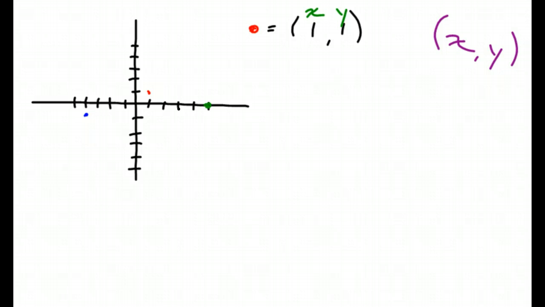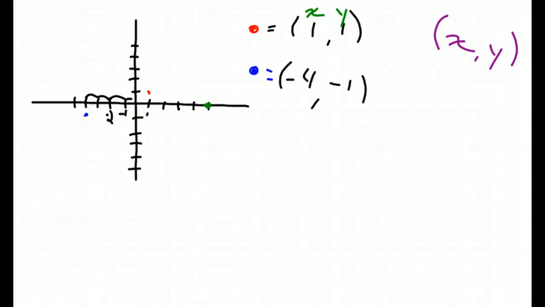Okay, looking at the blue one. If we look at the blue one, see where this is. Well, it looks like I go left 1, 2, 3, 4. When I went right, I went positive. So that was a positive one. But when I go left, I'm going to have negatives because I'm going in the other direction. So negative 4. And it went down 1. Well, since up was positive, then down must also be negative. So there's my point for the blue, negative 4, negative 1.